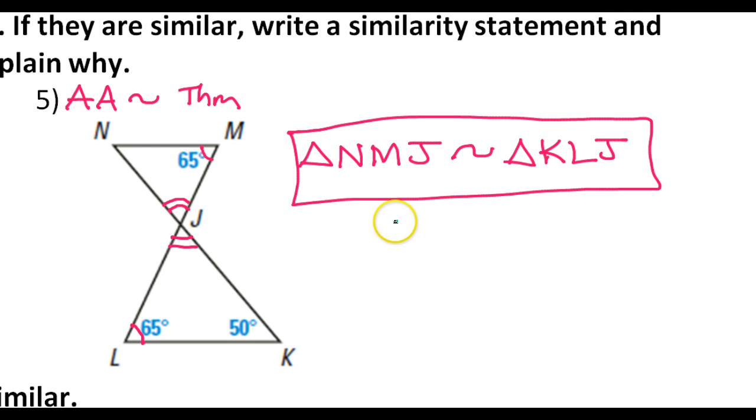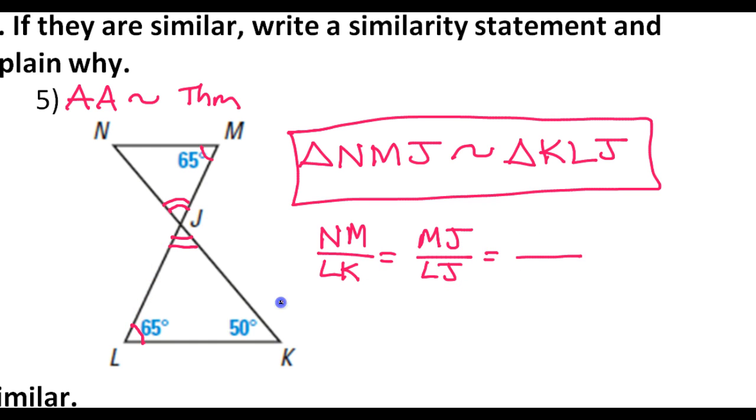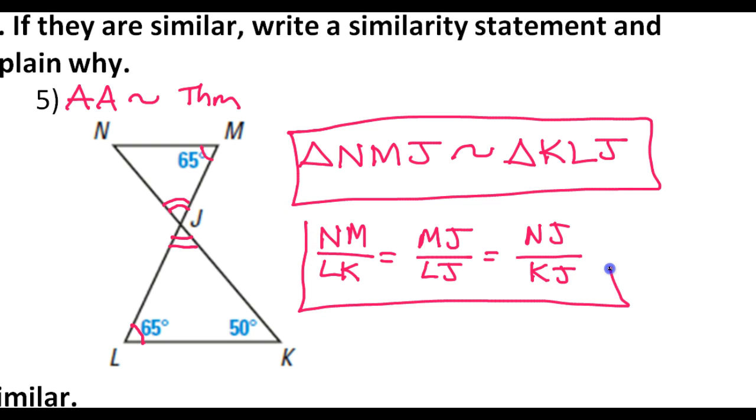Now the statement of proportionality, when we do all the sides. So for example, NM goes with LK. And that should equal MJ, and that goes with LJ. What's left? That leaves NJ, which goes with KJ. Alright, so this is your statement of proportionality.